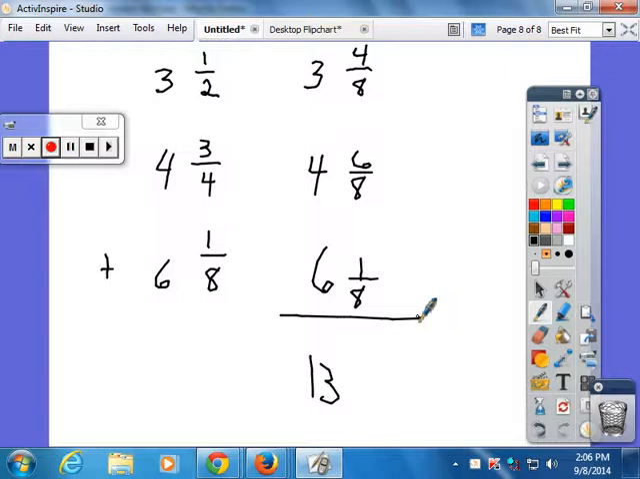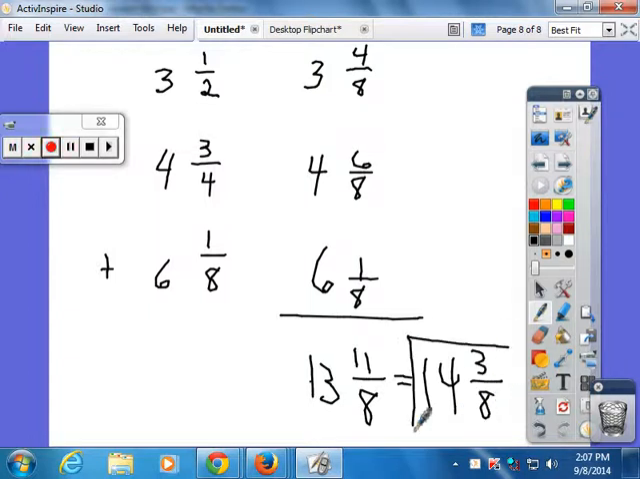1 plus 6 plus 4 is what? 11. On mine, we can't have 11/8 feet. So what do we do? We have to divide. 8 will go into 11 one time. That bumps this up to 14, and the remainder is 3/8. So all three pieces, we've got 14 3/8.